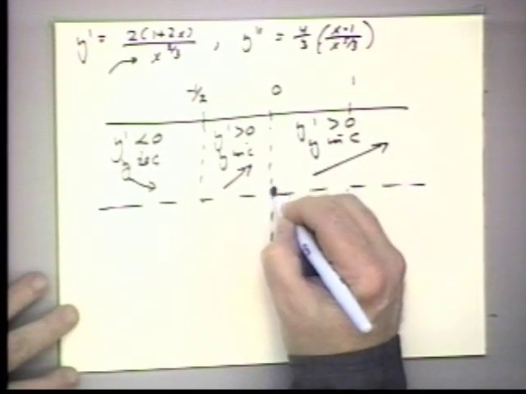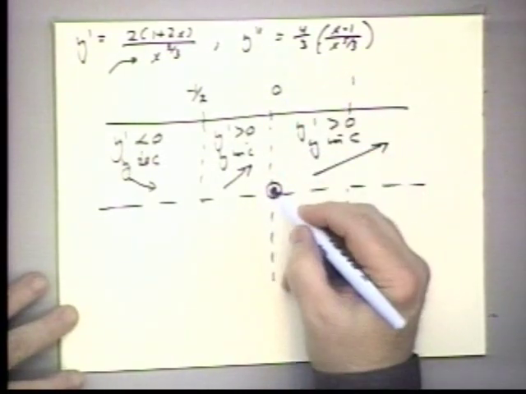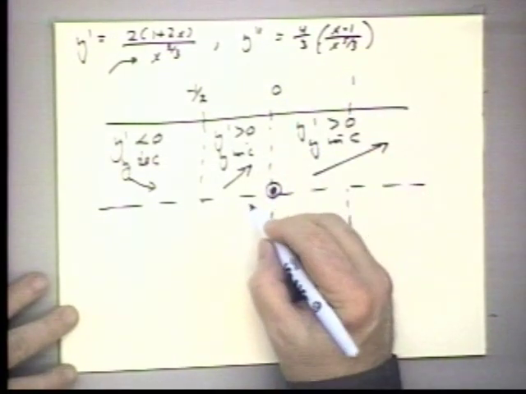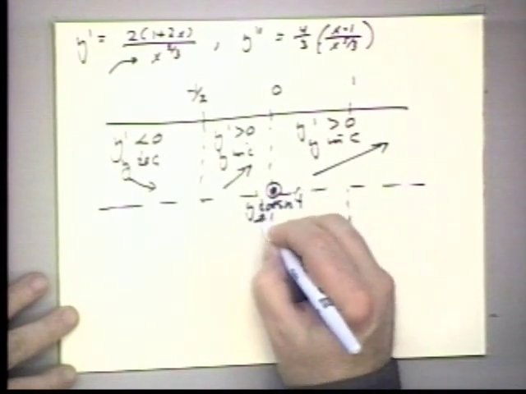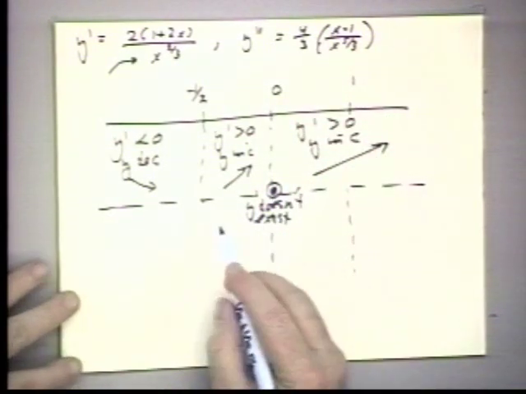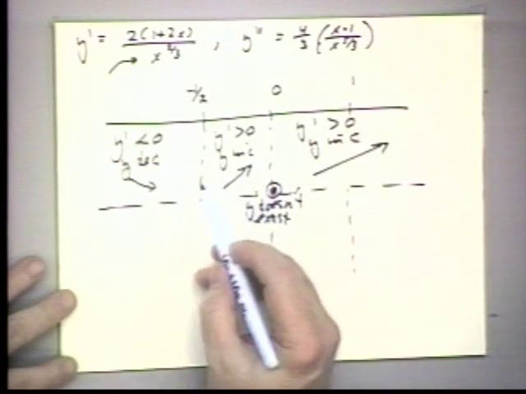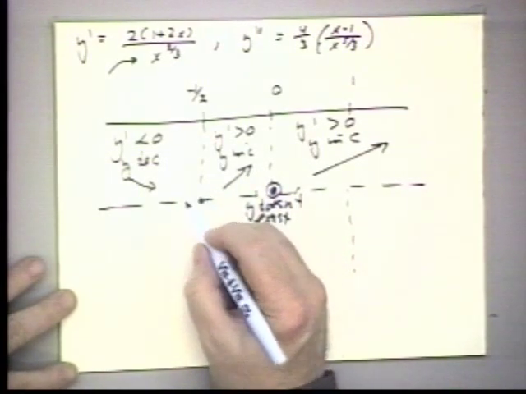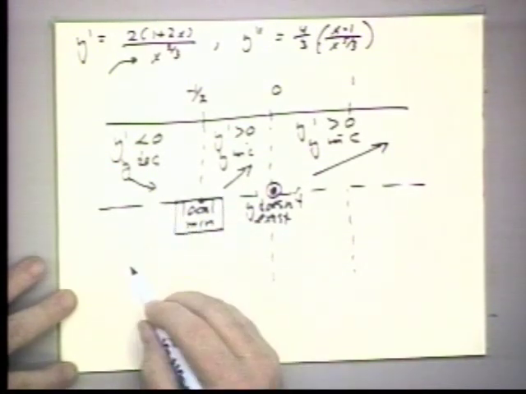Now notice, of course, that the function does not exist here at 0, or the first derivative at least does not exist there. Let me write that down. Y prime doesn't exist on this line where x is equal to 0. I also notice that I have a decreasing and an increasing right next to each other going from left to right. That means I automatically have a local minimum.